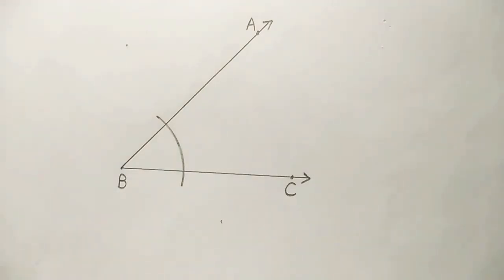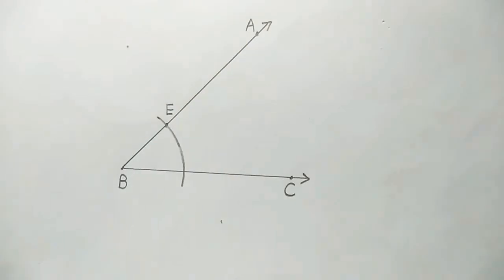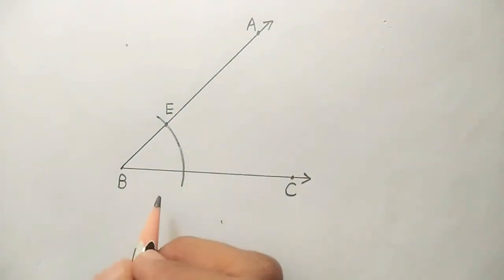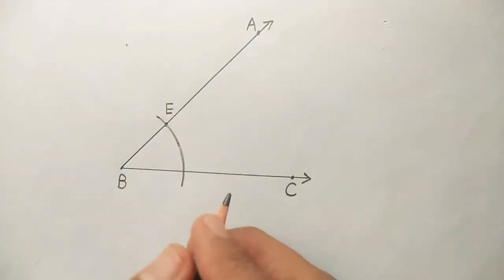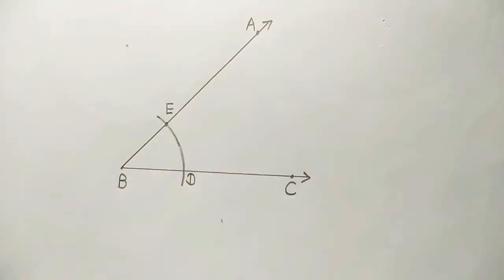Now we will give it names. The arc which intersects ray BA, there we will write E, and the arc which intersects BC, there we will write D. So these are the names for the intersections of the arc.